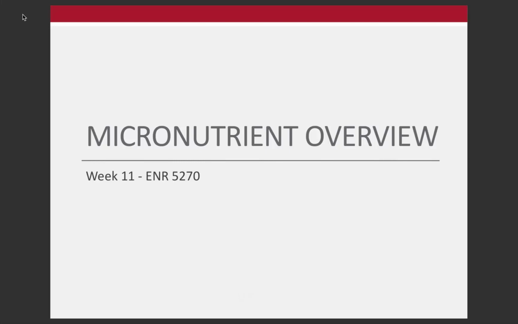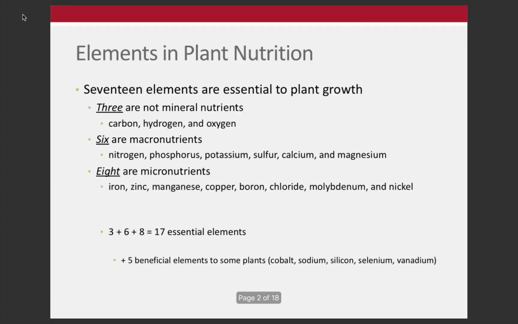Okay, we're going to talk now about micronutrients. The first lecture here will be a bit of an overview of all of the micronutrients. Need to think about and just revisit as a review that there's 17 total essential elements to plants. 3 are, of course, these non-mineral nutrients, carbon, hydrogen, oxygen. 6 are macronutrients, which we've covered up to this point, NPK, sulfur, calcium, and magnesium.